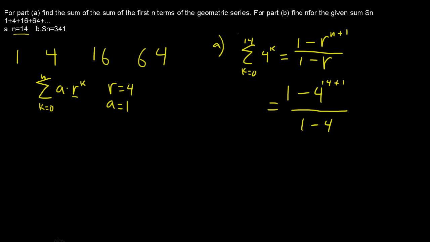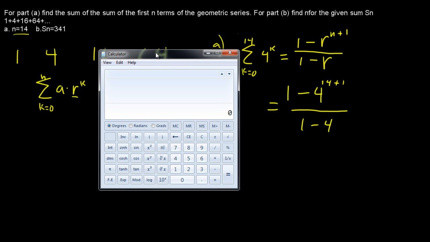So let's go ahead and grab our calculator here. Let's do the top part first. We're going to have 1 minus, actually we're going to open parentheses here, 1 minus 4 to the 14 plus 1, which is just 15, to the 15th power. Let's close those parentheses. And this is going to be divided by 1 minus 4, which is just negative 3. So this is the number that we get. This is the value you get when n equals 14.